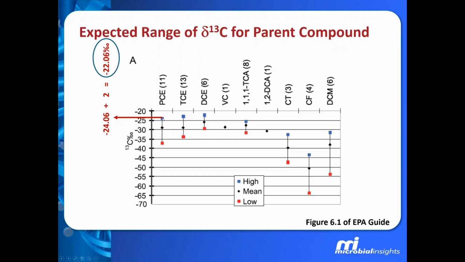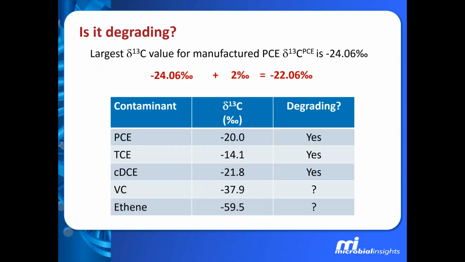And then the rule of thumb becomes that if I see a del 13C value greater than the 24.06 by 2 per mil, by greater I mean less negative, in any of my field data, that can be taken as good evidence that biodegradation of PCE is taking place. So if I go to my table again, remembering that value for PCE was minus 24.06, if I add 2 per mil to that, that's minus 22.06. So anything greater or less negative than 22.06 represents biodegradation.